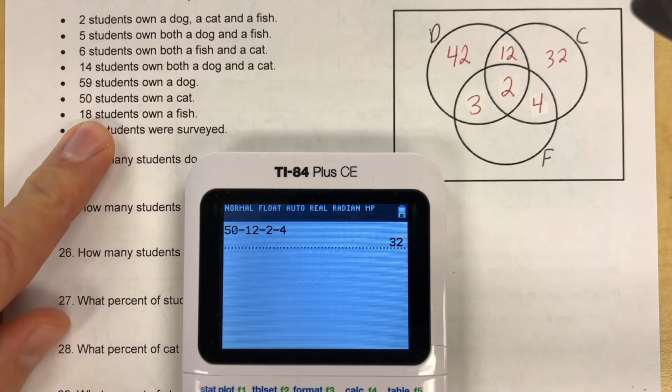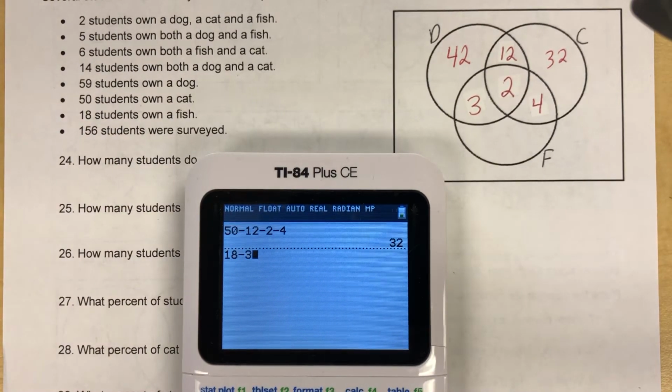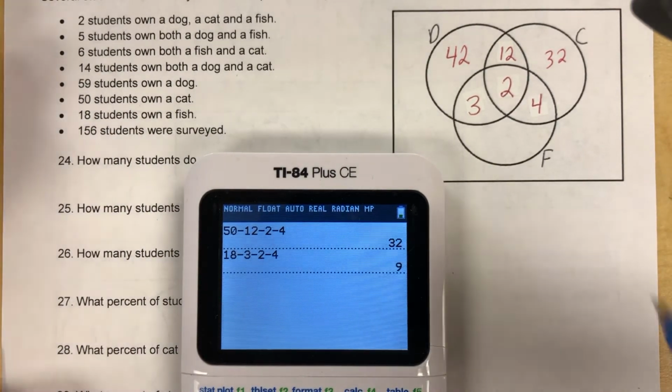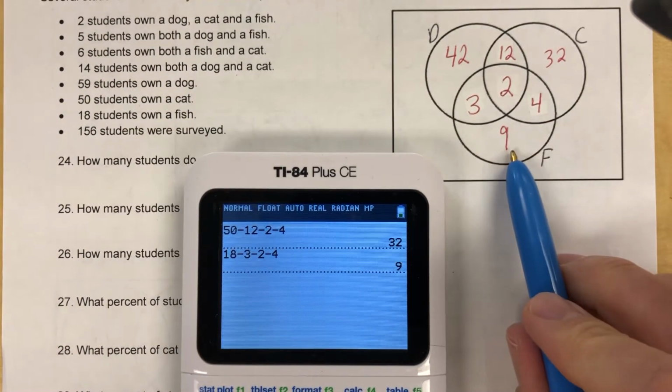18 students own a fish. Okay? Don't put 18 right here. 18 minus 3 times 2, minus 2 minus 4. There are 9 students that have fish, just fish, no dog, no cat.